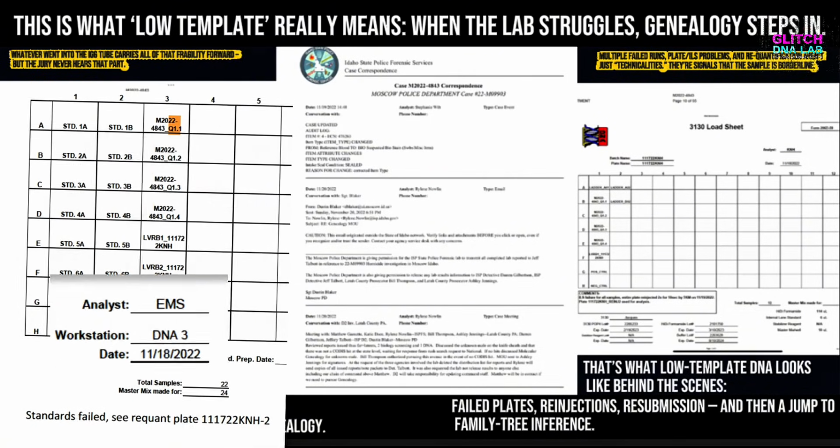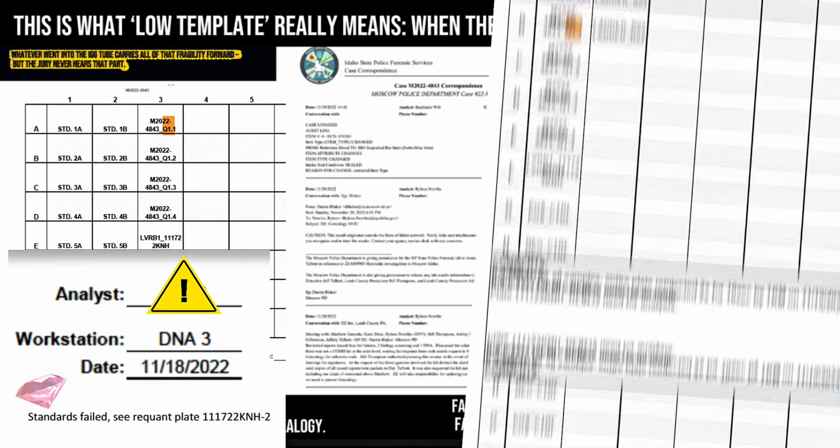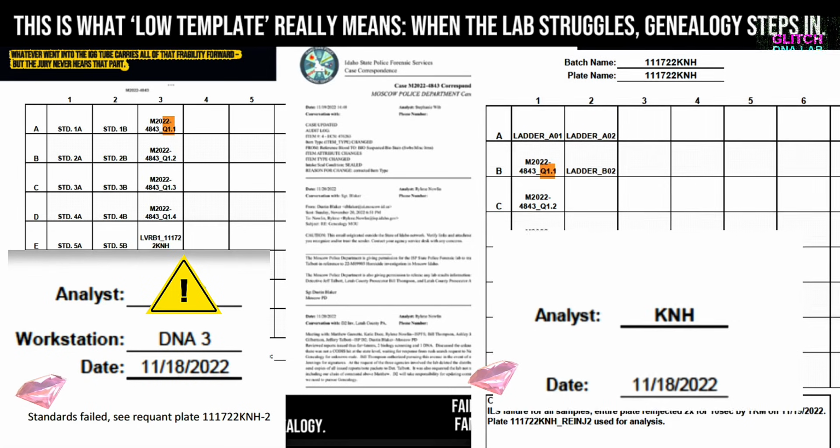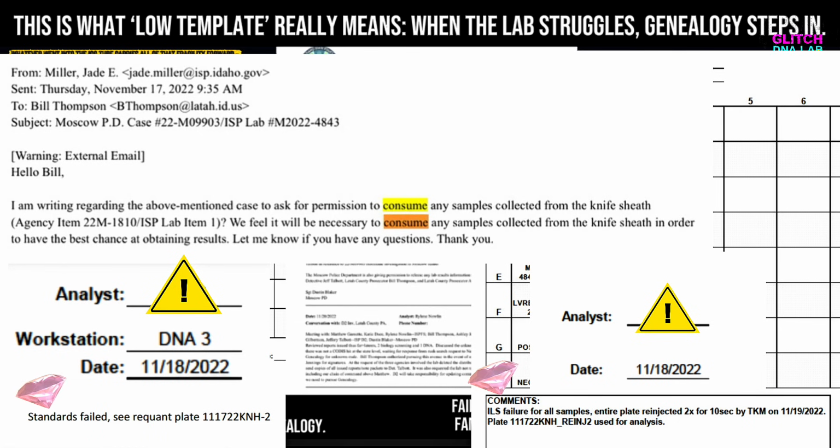In the Idaho materials, you see quantitation sheets where standards failed, requantification, plate and ILS failures, reinjections, and resubmissions. Those aren't cosmetic. Those are instability signals. They mean the profile is being generated under conditions where dropout, noise, and borderline peaks are more likely. That's the signature of low template DNA. There isn't much DNA there, so the system struggles to produce a stable profile.